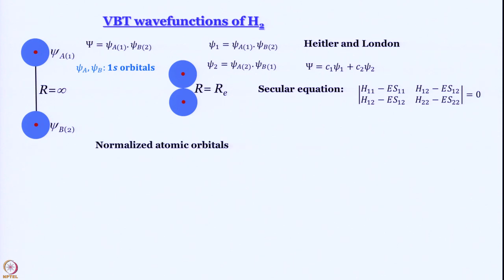To do that, first thing we will remember is that we are using normalized atomic orbitals. And since we are using normalized atomic orbitals, S11 equal to S22 has to be equal to 1. Is that correct? That is right. What is S11? S11 is equal to integral psi 1 multiplied by psi 1 over all values of r. So, that will turn out to be integral psi a1 psi b2 and the same thing.